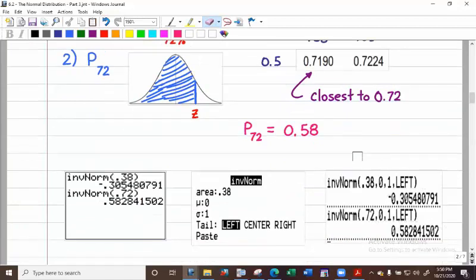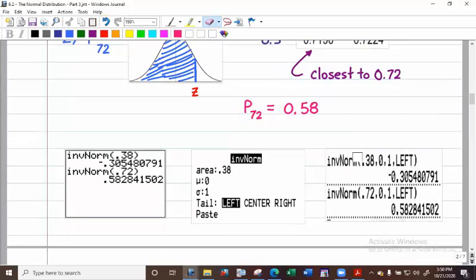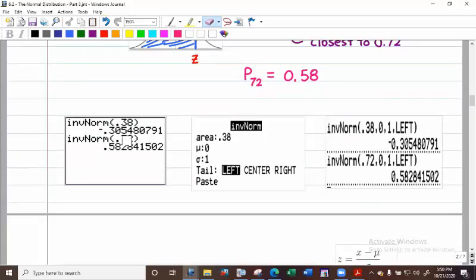Oh, I've already got these in there for the new calculator, so I don't have to redo these again. On the 83, you just tell it 0.38, tell it 0.72, and it's going to give you the appropriate Z value. And here it is, the inverse norm: put in 0.38, change that back to left, and there's what it's going to spit out.